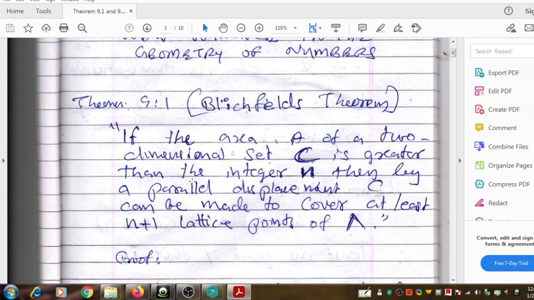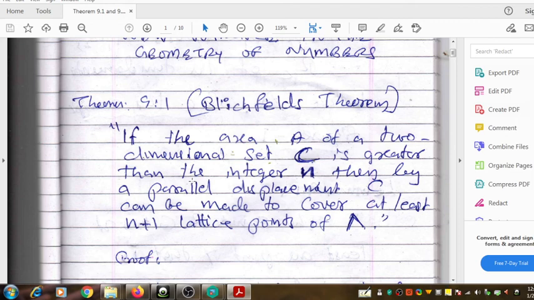The statement is: if the area A of a two-dimensional set C is greater than the integer n, then by a parallel displacement of the set C, it can be made to cover at least n plus 1 lattice points of gamma.